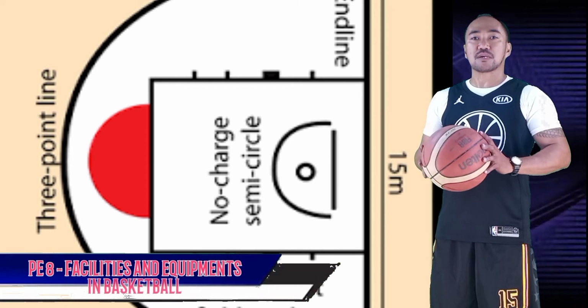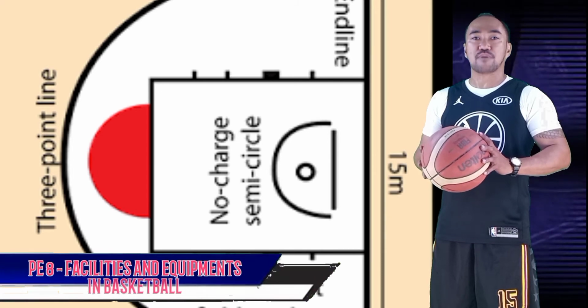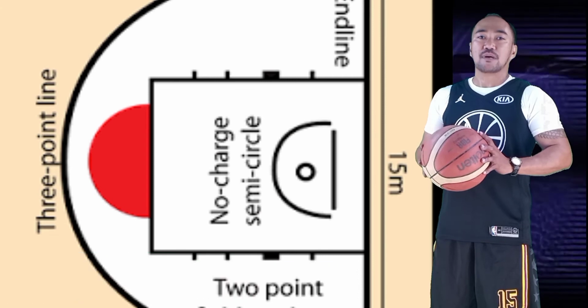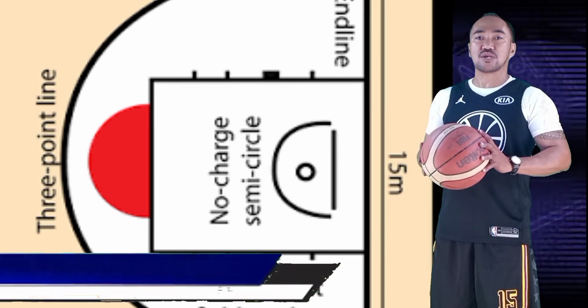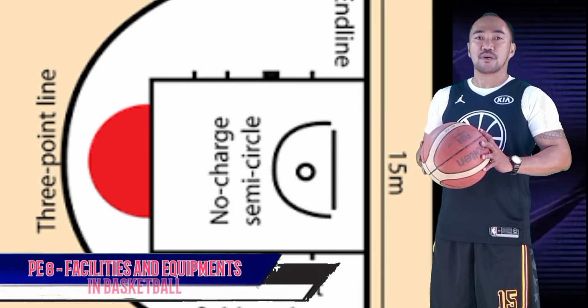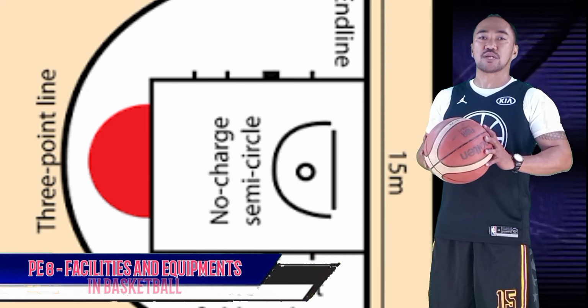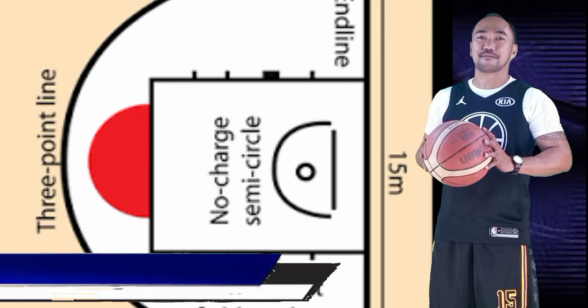The no-charge semicircle areas are completed by an imaginary line joining the ends of the parallel lines directly below the front edge of the backboard. No-charge semicircle lines are not part of the no-charge semicircle areas.